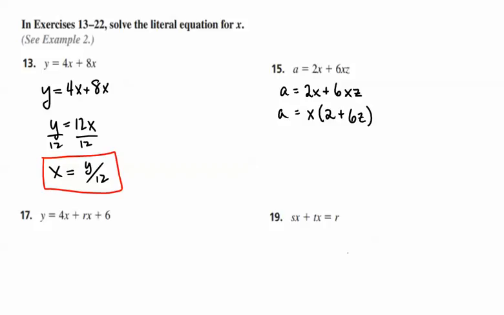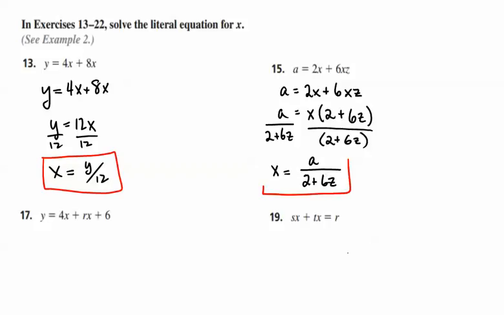So we can see that if we multiplied back, x times 2 would give us 2x. X times 6z would give us 6xz. All right, and now our only job left is to isolate the x. So we're going to divide by 2 plus 6z, and so we get x is equal to a divided by 2 plus 6z. And so that would be our answer for the second question.